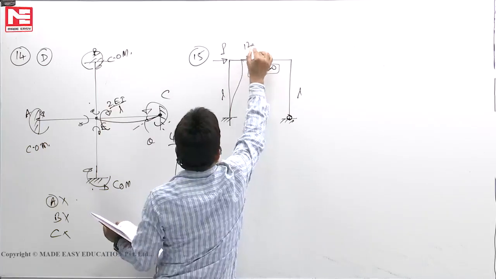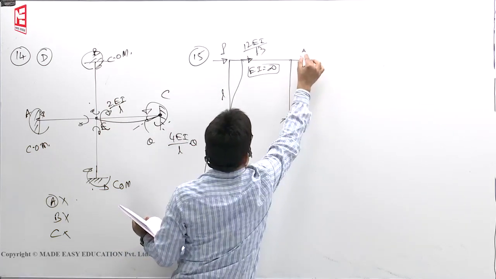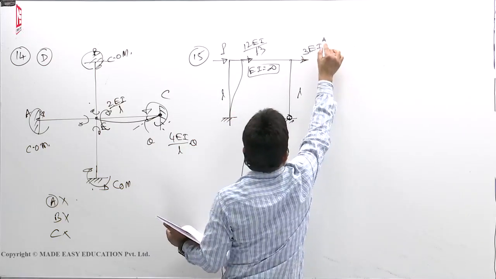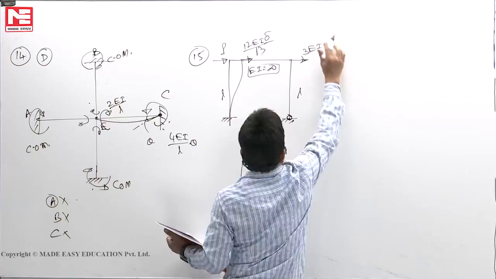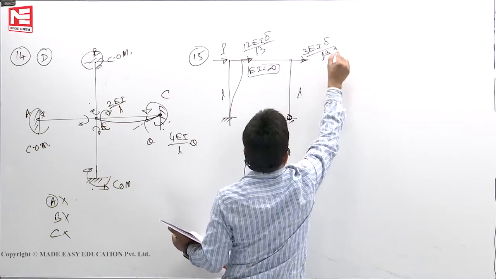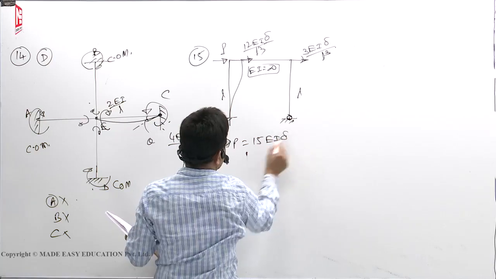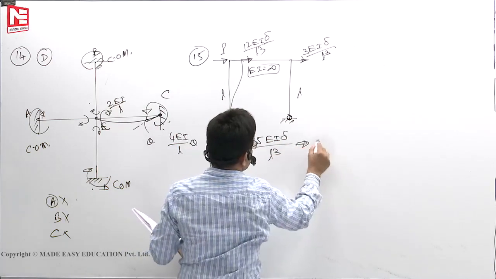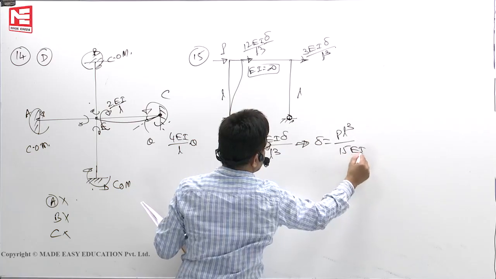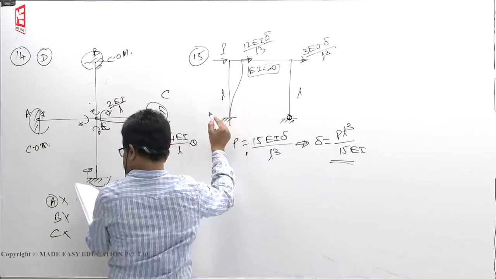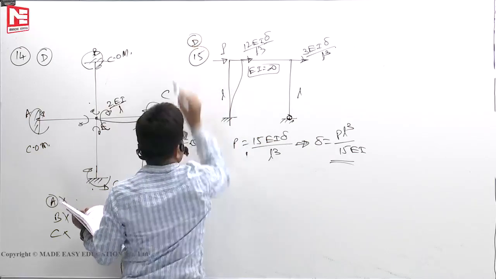Force required is 12EI by L cube. For the far end hinge, you require 3EI delta by L cube. So P is equal to 15EI delta by L cube. So sway means PL cube by 15EI. These problems we solved in the class. PL cube by 15EI. So 15, D is the option.